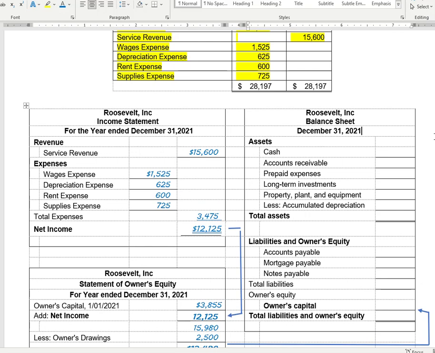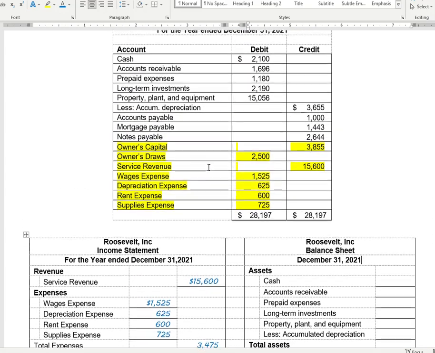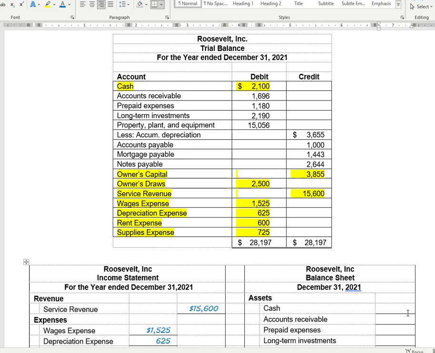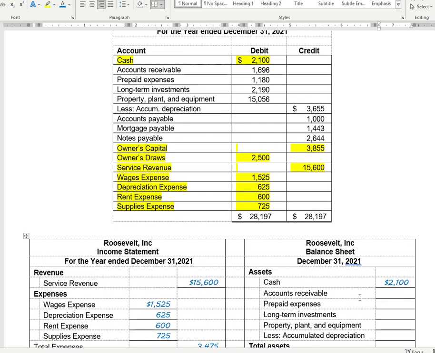All right, so let's go ahead. So our first asset is cash. So here we go. We're going to highlight cash, and it's $2,100. And we need a dollar sign, right? Because it's the first number in a column. Next is accounts receivable, and that's $1,696.